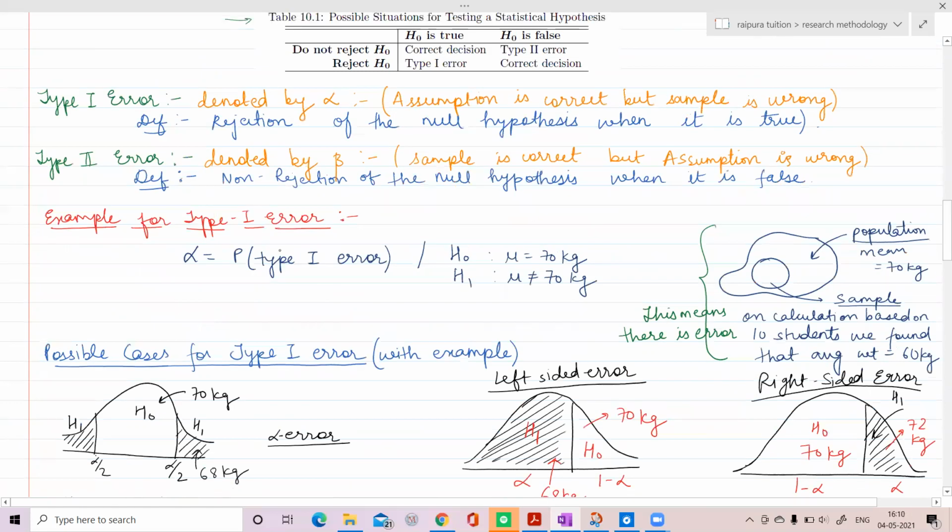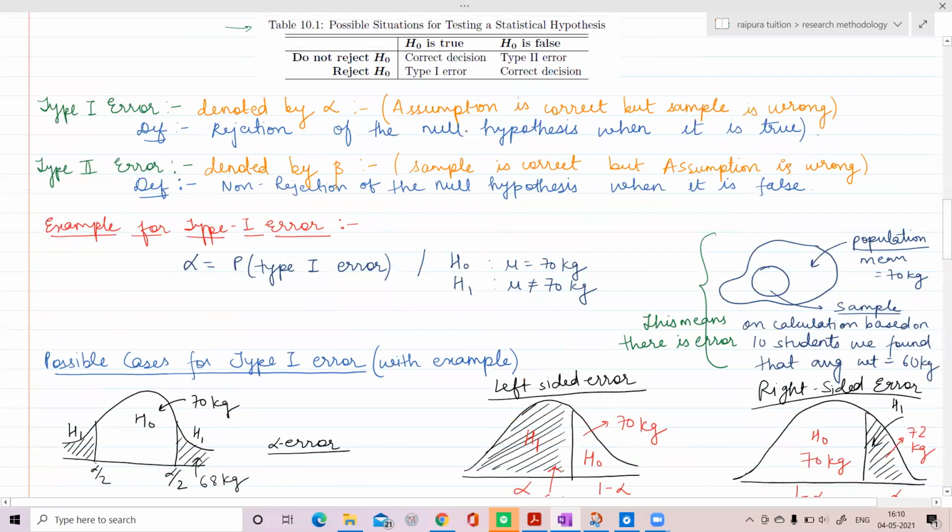So here it is explained with an example of the average weight of all the students in RM class. So he took it as 70 kg, and then he explained it with a diagram like this, that if H naught is 70 kg, but some students calculated the weight as 60 kg, some 10 students, then this means that there is an error, and it will lead to type 1 error and type 2 error. We will discuss it later.